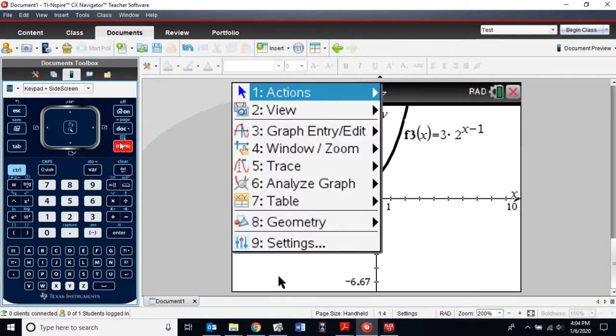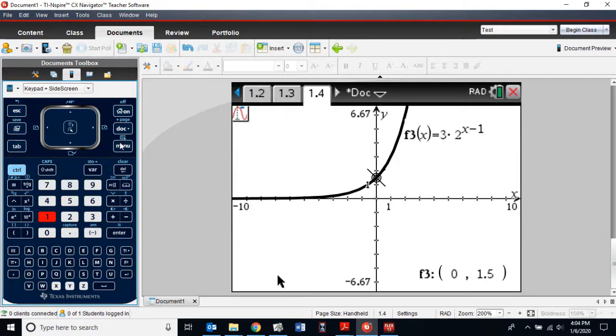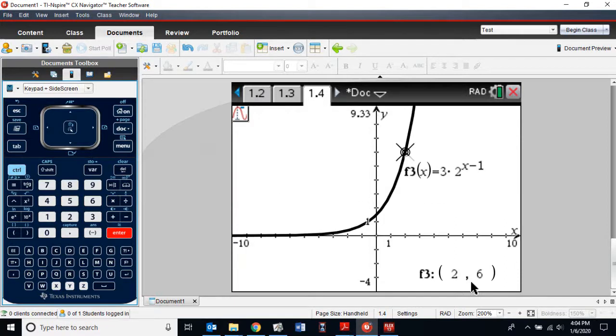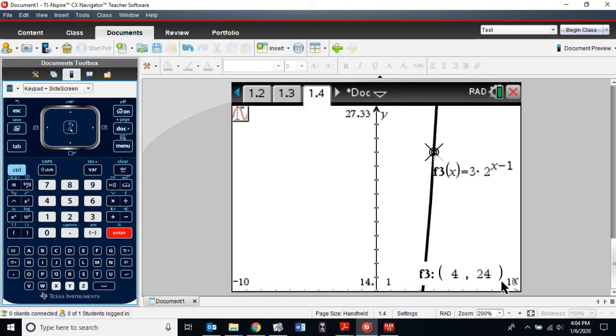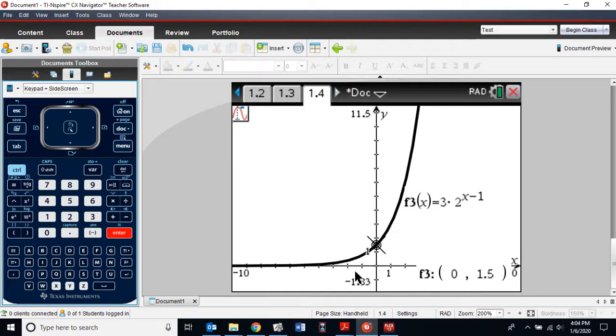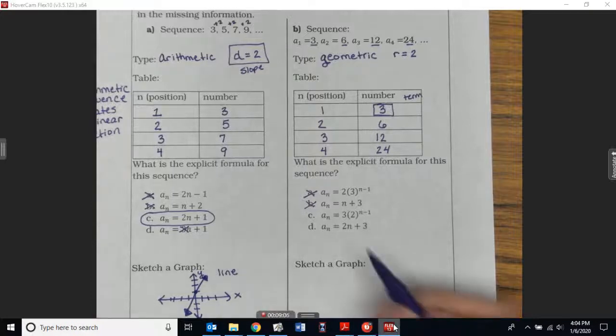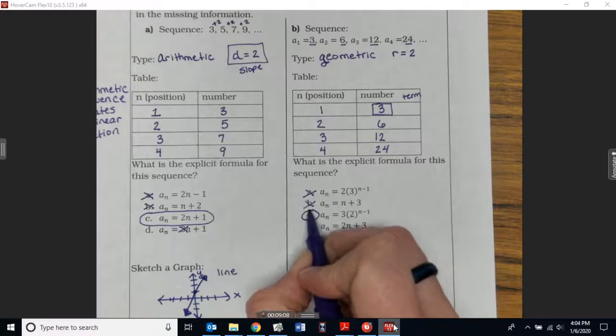And I have to do the menu 5-1. And if I type 1, I get 3. If I type 2, I get 6. 3 gives me 12, and 4 gives me 24. So I'm going to go back to the beginning here. And I can see that it's a curve. So I know that my answer is C.